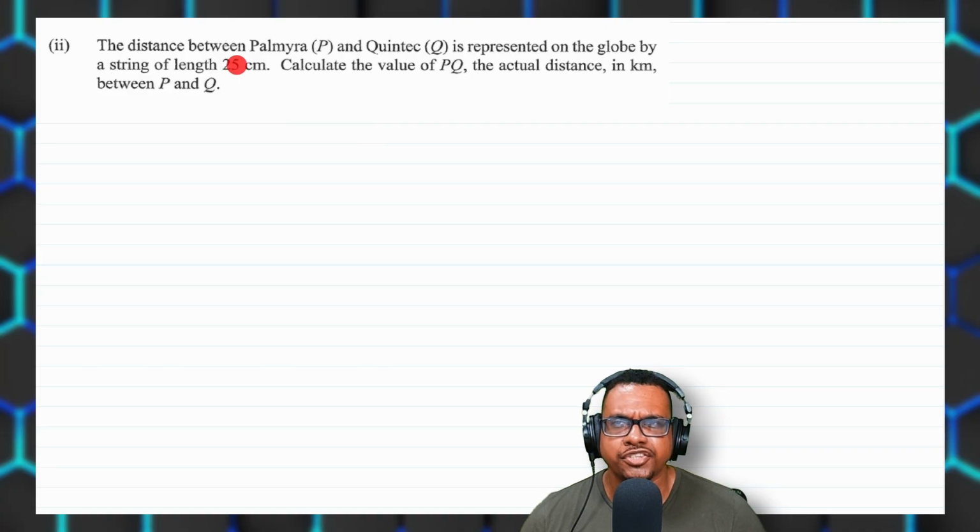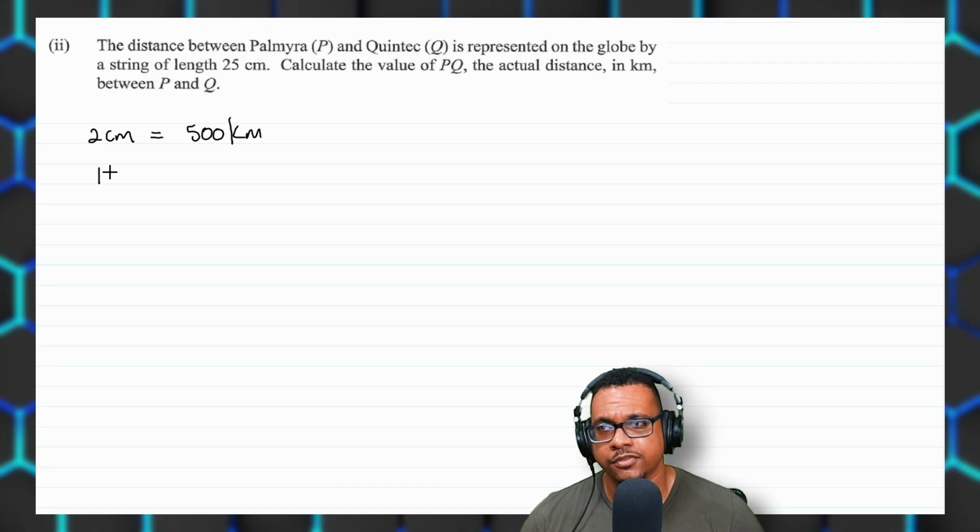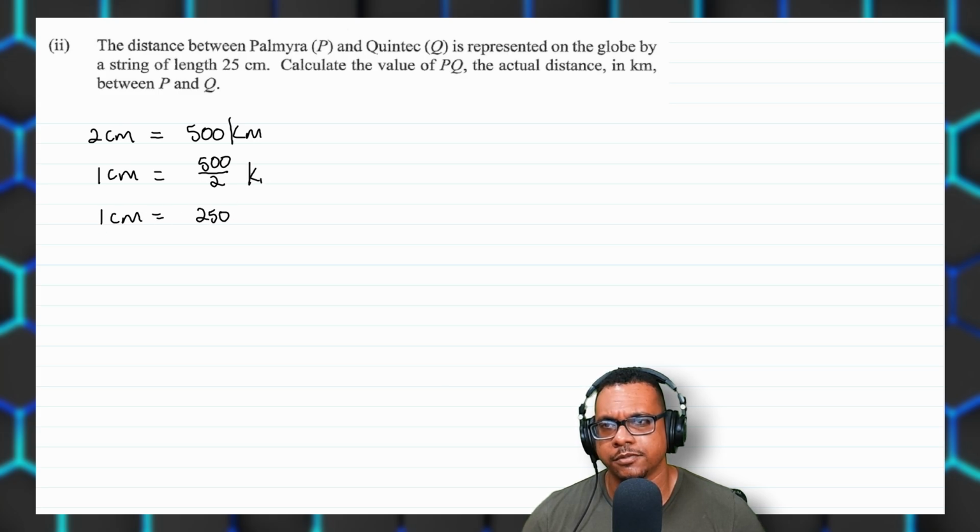And seeing that we're dealing with the string first in centimeters, I would write the 2 cm first is equal to 500 kilometers. Okay, so if I divide this by 2, I'll get 1, so 1 cm. And of course, I'll divide this side by 2 as well. That's easy to work out, 250. Of course, this is kilometers.